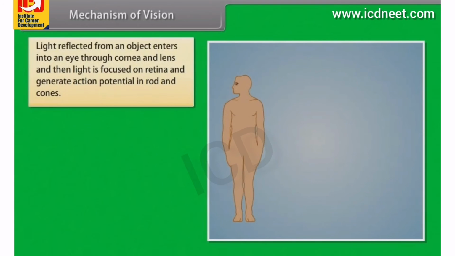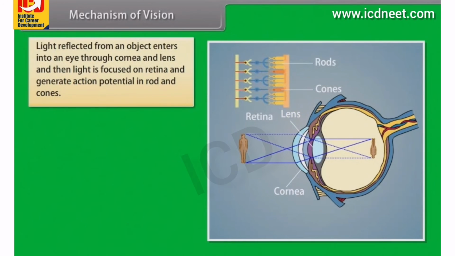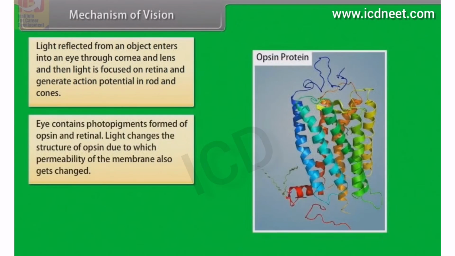Mechanism of vision. Light reflected from an object enters the eye through the cornea and lens, and then the light is focused on the retina and generates action potential in rods and cones. The eye contains photopigments formed of opsin and retinol. Light changes the structure of opsin, due to which the permeability of the membrane also gets changed.